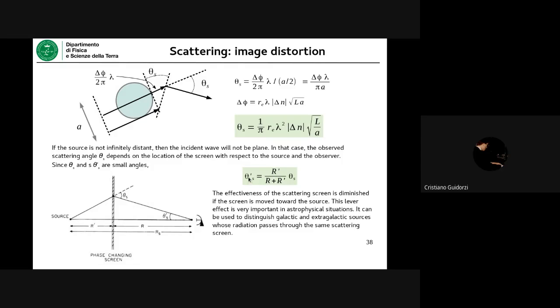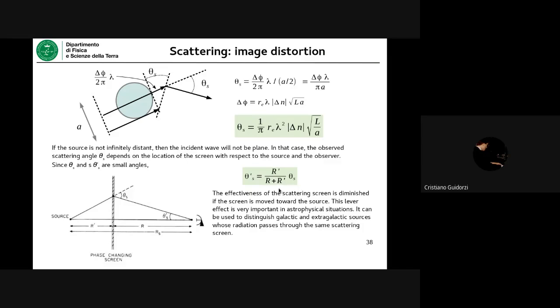And so is the effect of the scattering that you observe. You measure theta s prime, while theta s is just due to the properties of the screen. So L, A, delta n all depend on the screen. Lambda, well, that is the only thing that depends on the wave you have in mind.